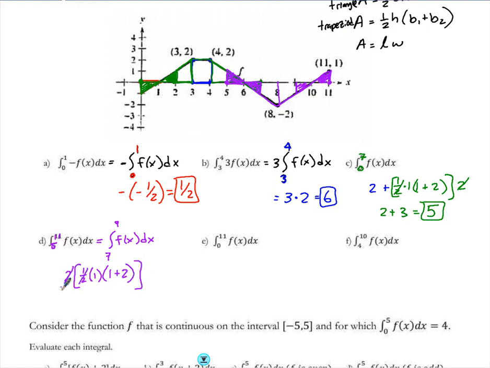One thing I have to be really careful of here is the fact that the area that we're trying to find between 7 and 9 is actually below the x-axis. So since it's below the x-axis, its value is going to be negative.